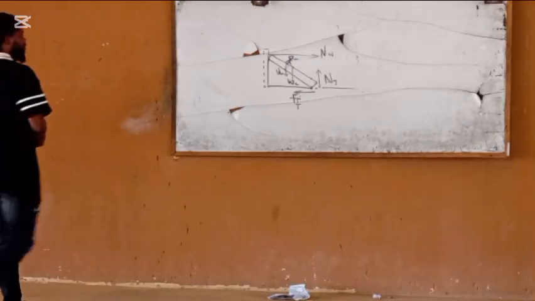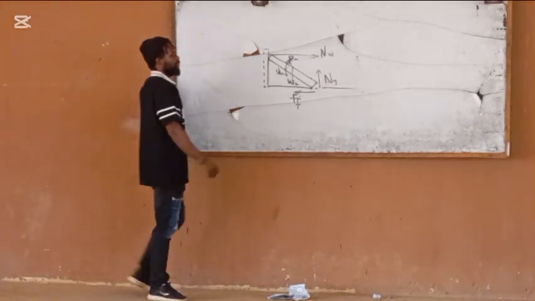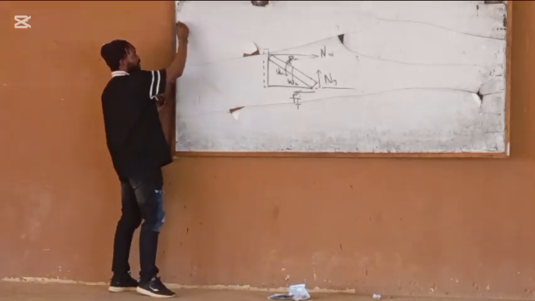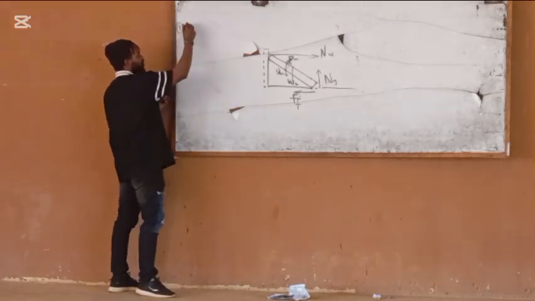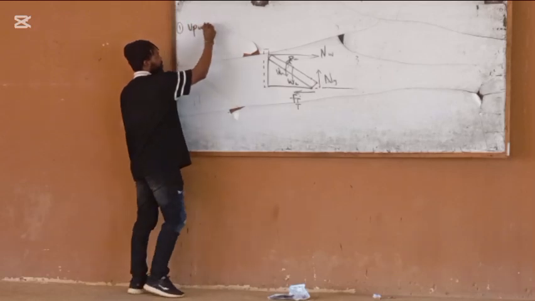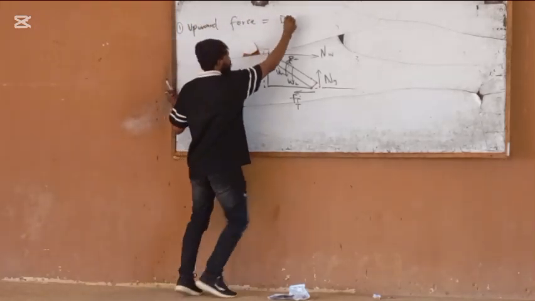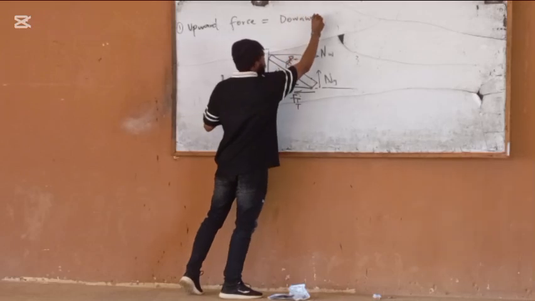Alright, so let's try to apply those three rules here and see something. So starting first, for equilibrium, that is upward force. Number one. Upward force from the upward to downward force.